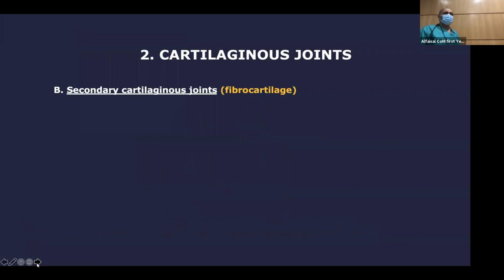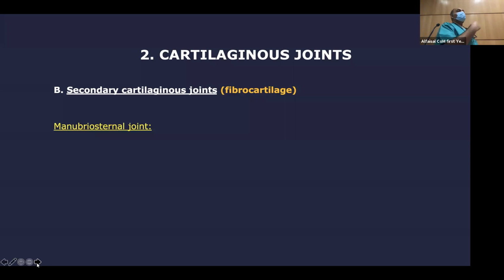Now going to the secondary cartilaginous joint. What is the secondary? The characteristic: in the primary cartilaginous joint, the binding force was hyaline cartilage, and here the binding force is fibrocartilage. That's the only difference. And then an example is the manubriosternal joint, the joint between the manubrium and the sternum.